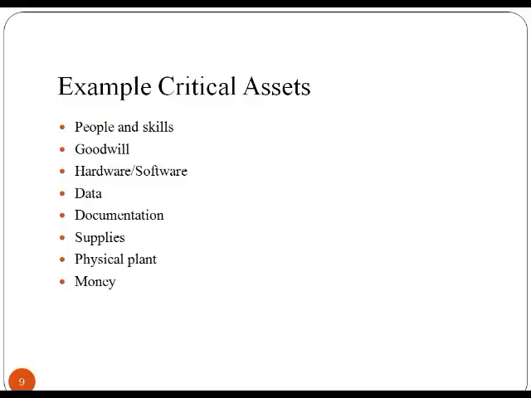Fixed assets are property, plant and equipment. These are purchased for continued and long-term use in earning profit in a business. Intangible assets lack physical substance and are usually very hard to evaluate. They include patents, copyrights, franchises, goodwill, and trademark. Tangible assets are those which have a physical substance such as buildings, real estate, vehicles, inventories, and equipment. Critical assets include people and skills, goodwill, hardware, and software.